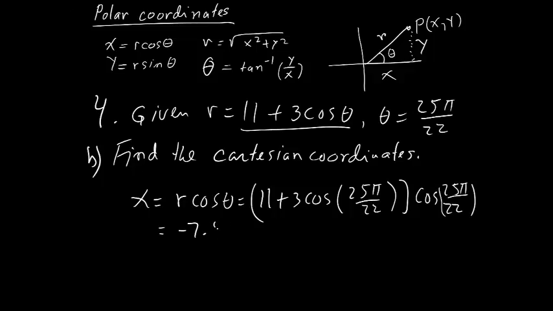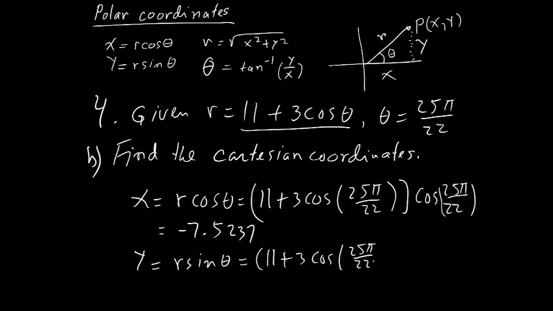Negative 7.5237, and y will be the same way, r sine theta. Your r is 11 plus 3 cosine 25 pi over 22, and then sine 25 pi over 22. Again, if you use your graphing calculator, you get your answer negative 3.4359.